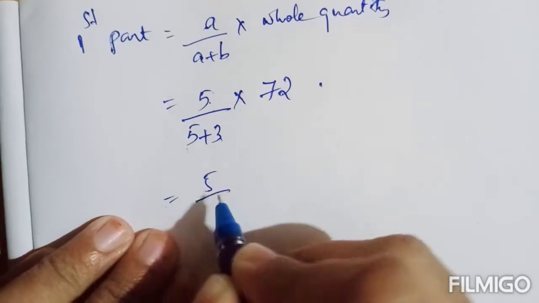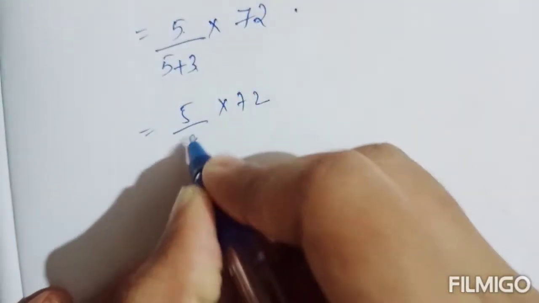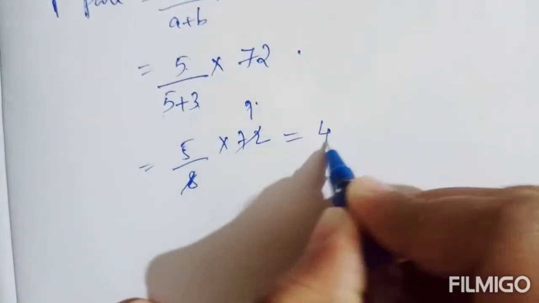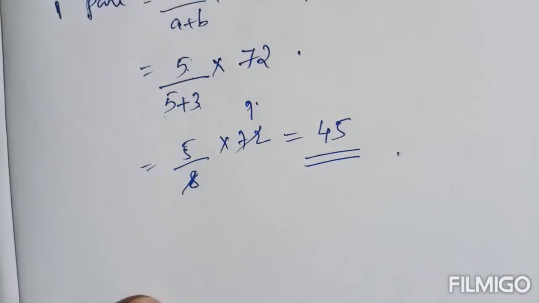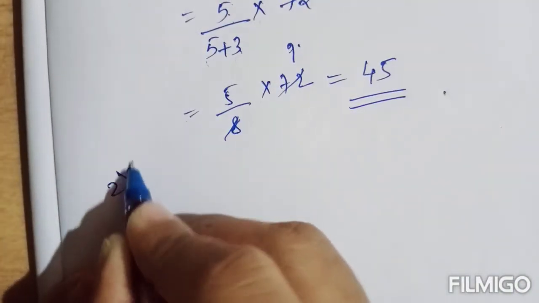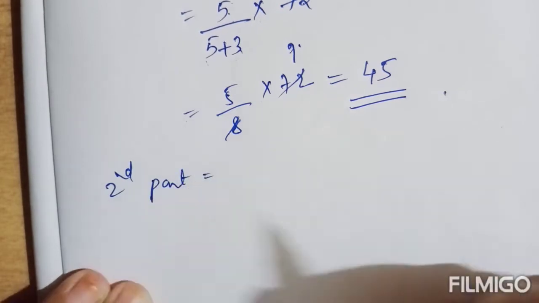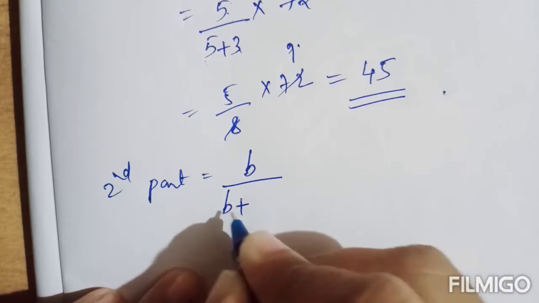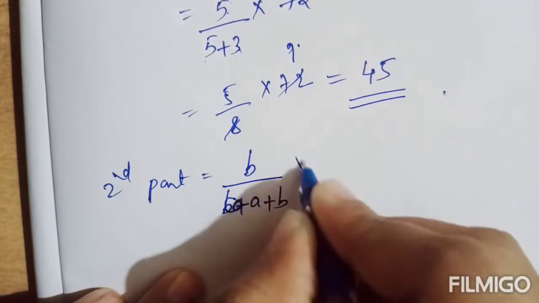So 5 by 5 plus 3, that is 8, into 72. 8 and 72, it is 9 here. Now 5 into 9 is 45. So first part will be 45. Okay, next let's find the second part. Second part equal to, how can we find it? The formula is B by A plus B into whole quantity.